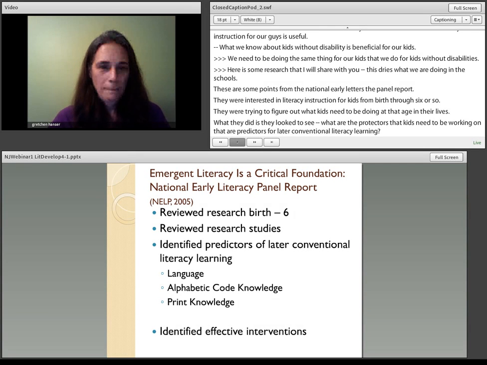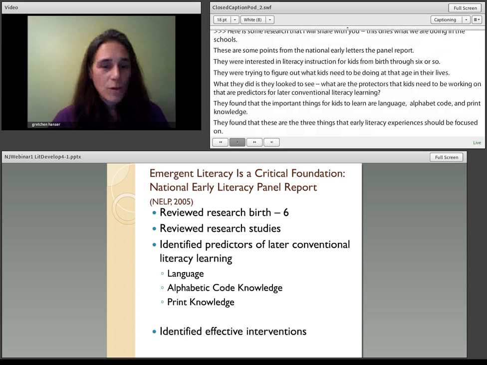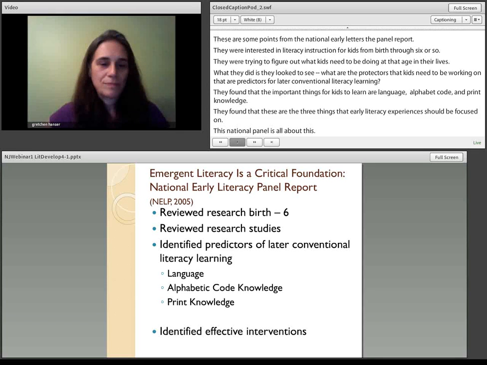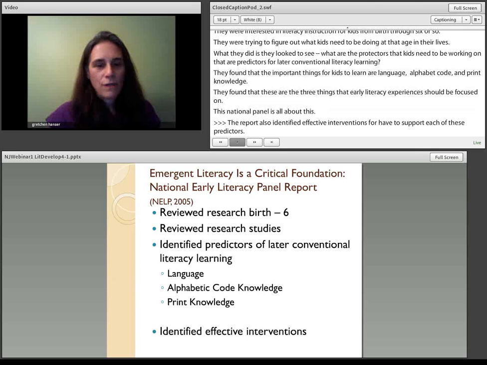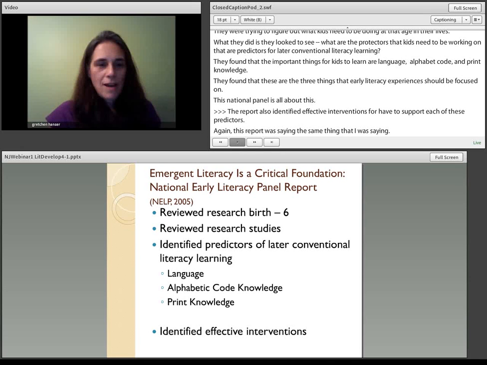So this National Early Literacy Panel report is all about emergent literacy. The report also identified effective interventions for how to support each of those predictors. So again, this report was saying the same things that I've just been saying, that emergent literacy provides a critical foundation. Here are the specific components that you need to be focusing on. And like I said, they also listed specific interventions.